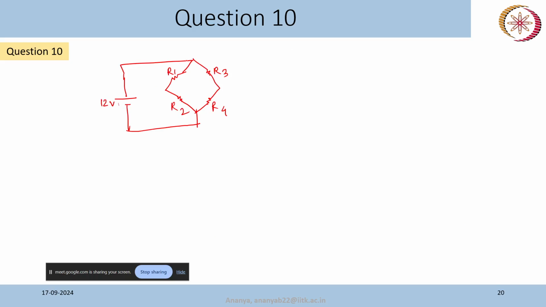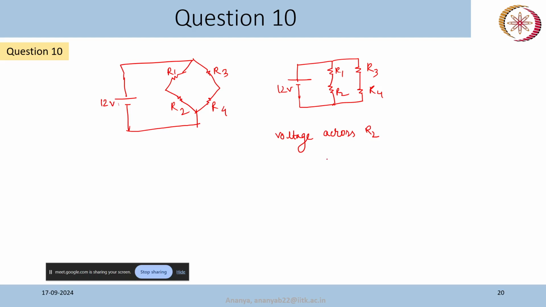Now this 12 volt is across, so this circuit is like this, right? There is one resistor and another resistor, again one resistor and another resistor. So this is the same circuit. This is 12 volt, R1, R2, R3, R4. So this 12 volt is across this R1 and R2. So what is the voltage across R2?